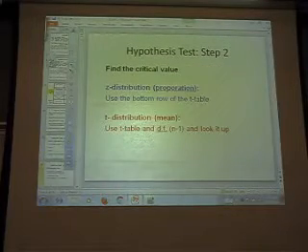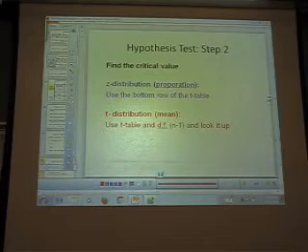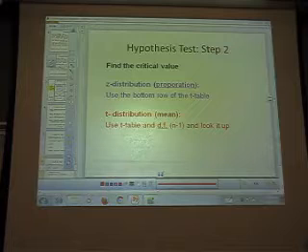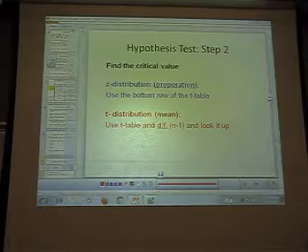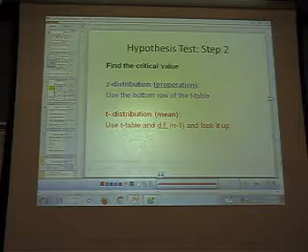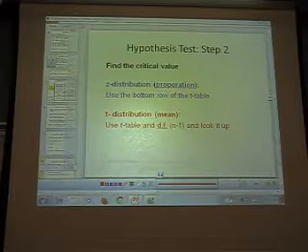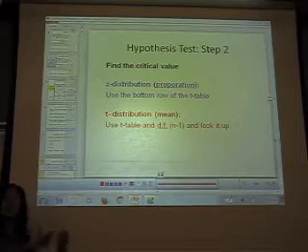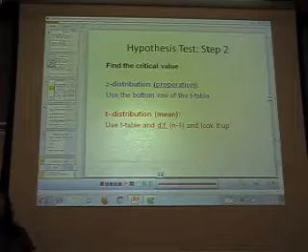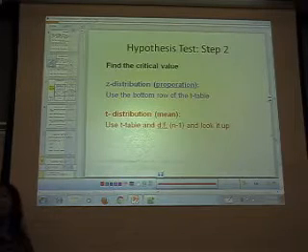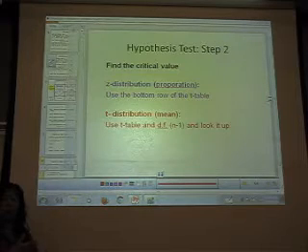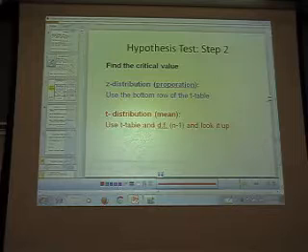Step 2, find the critical value. When do I use a z-table, a z-distribution? When it's the proportion. Easy peasy. Proportion, use a z-table. When do I use a t-table? Mean, Mr. T. When you have a mean, you use a t-distribution. Make sense? They are on the same sheet of paper.